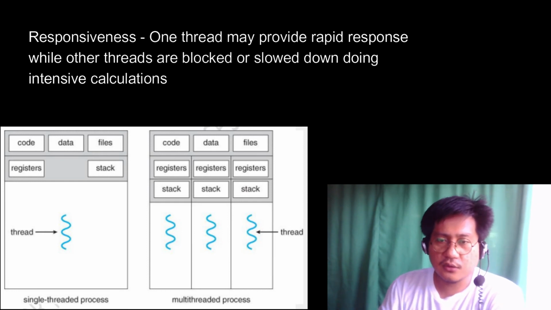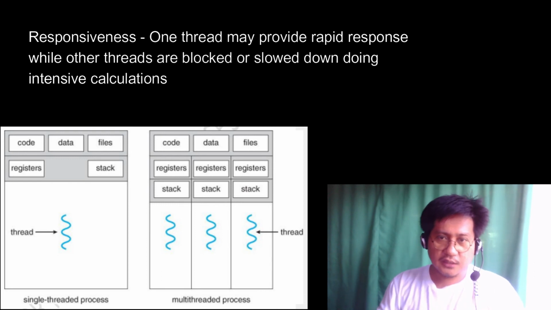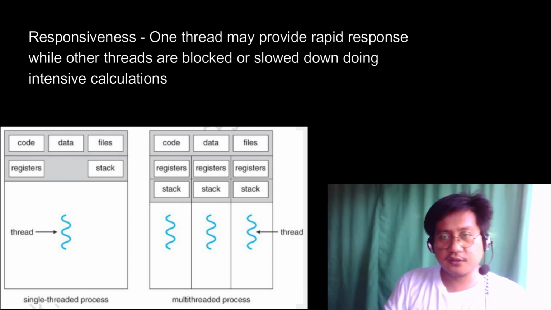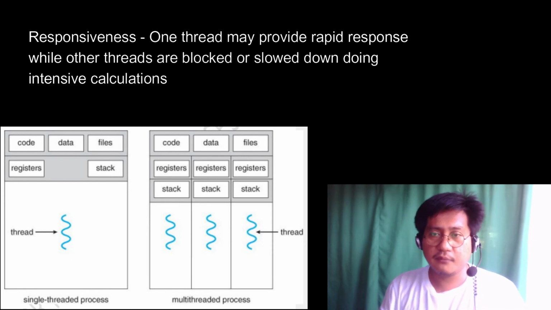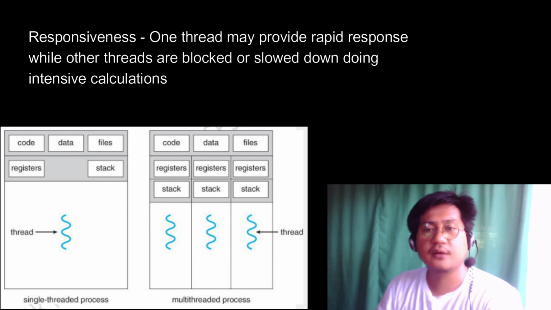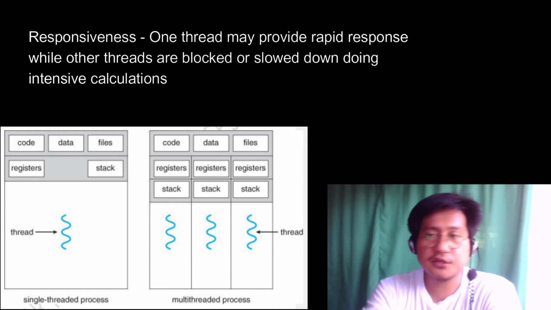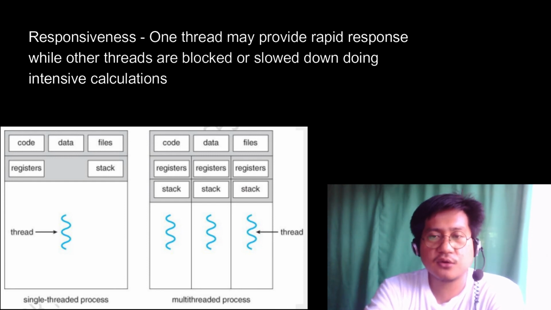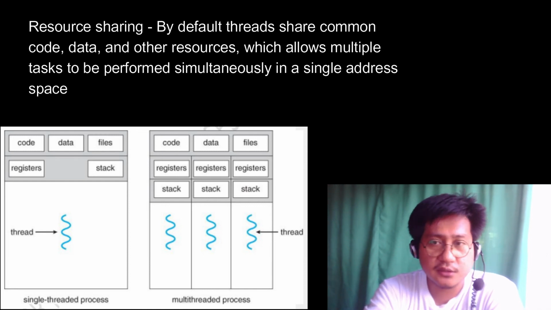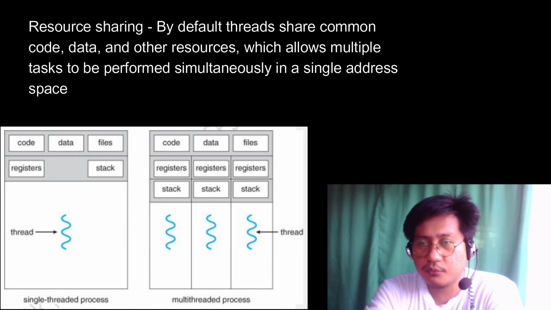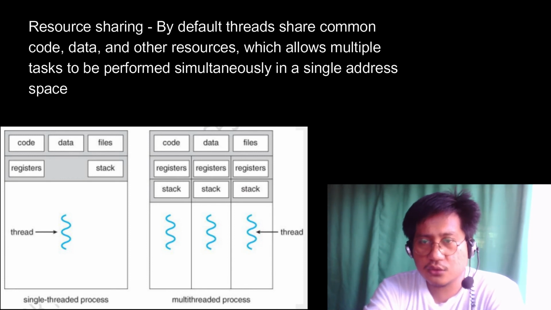There are also a lot of benefits to multi-threading. There are four categories of benefits. The first one is responsiveness. One thread may provide rapid response while the other threads are blocked or slowed down doing intensive calculations. The second one is resource sharing. By default, threads share common code, data, and other resources, which allows multiple tasks to be performed simultaneously in a single address space.